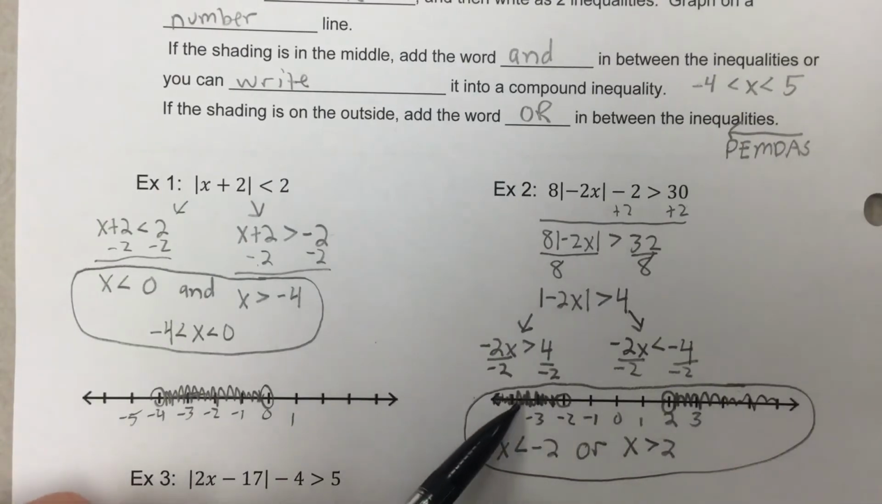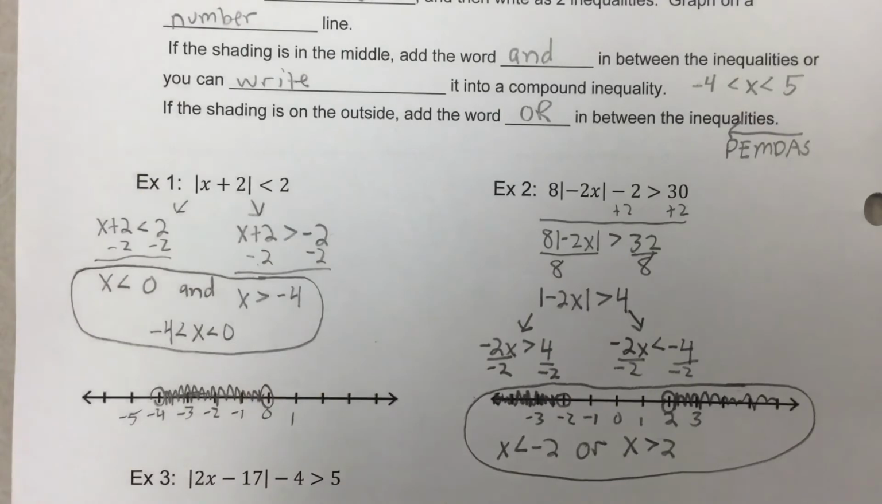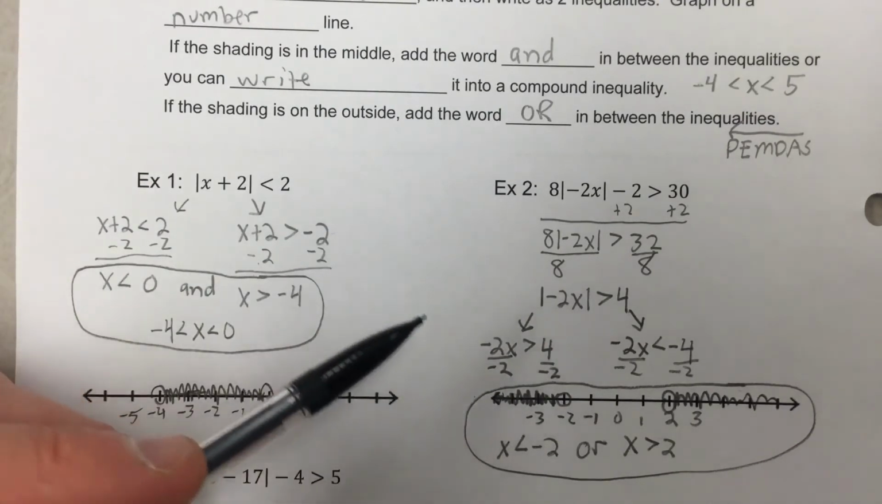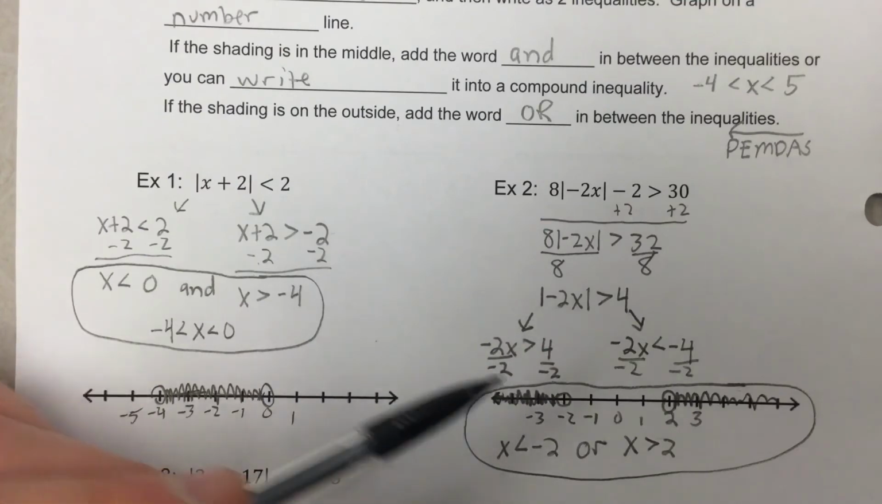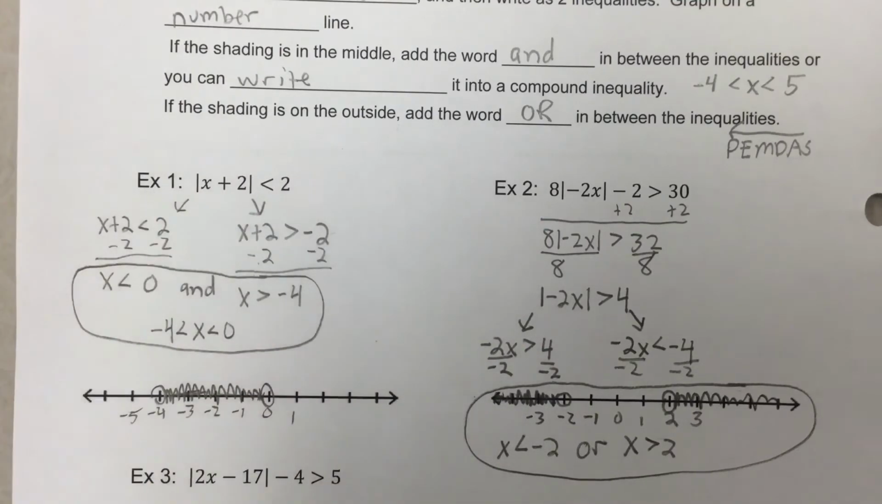You can't have a number that's in both this shaded region and this shaded region at the same time. Also remember, shaded region means it's a solution. So anything in the shaded region is a true solution for it. It would make the original inequality true.